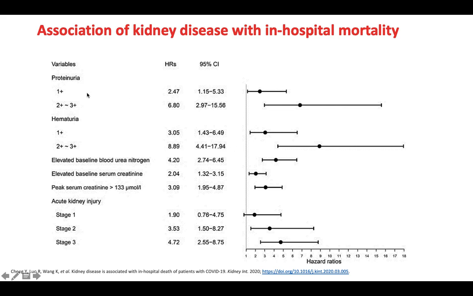This is again the same thing. If the proteinuria moves from 1 plus to 2 plus to 3 plus, the hazard risk also increases. Hematuria is the same way. If it increases in severity, the hazard risk ratio of mortality increases. When the stage of renal dysfunction moves from stage 1 to stage 3, again it increases the mortality and poor outcome.